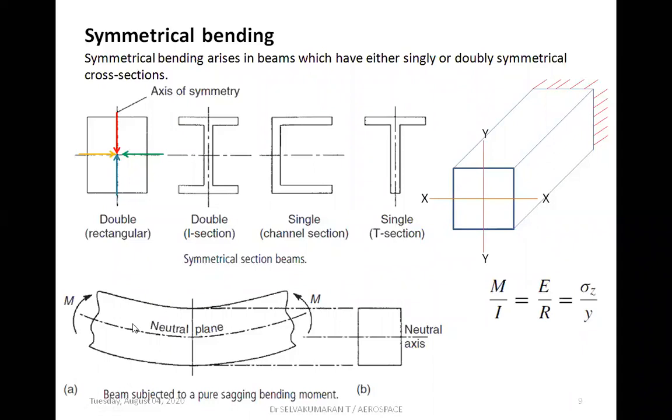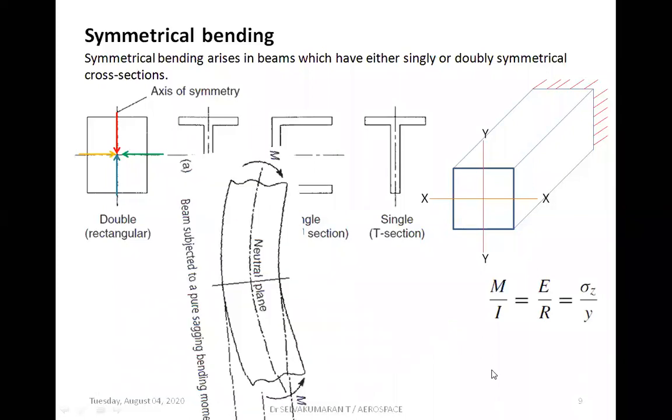So here you could see the moment. We are applying the moment at the two ends. You could see the neutral plane or the neutral axis where the bending stress is 0. In this case we call it a sagging bending moment or a positive bending moment. Think in the opposite sense, which is nothing but a hogging bending moment.